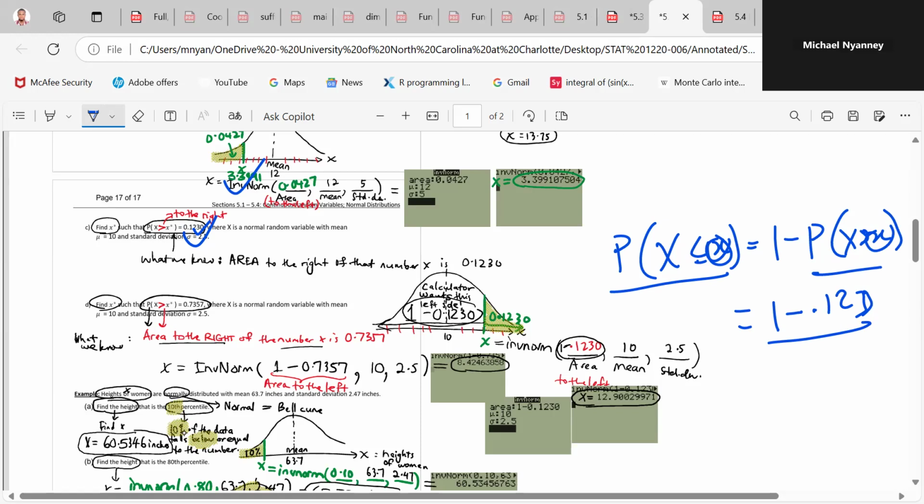So always when you're given the area to the right, make sure you take it to the left. So this is how it's been done, and you use your calculator to find it. The calculator takes the area to the left, and this will give you this answer. So this should be our S, that is 12. Okay, we do the same for the next. This is also the same approach. Then we get our value S here.